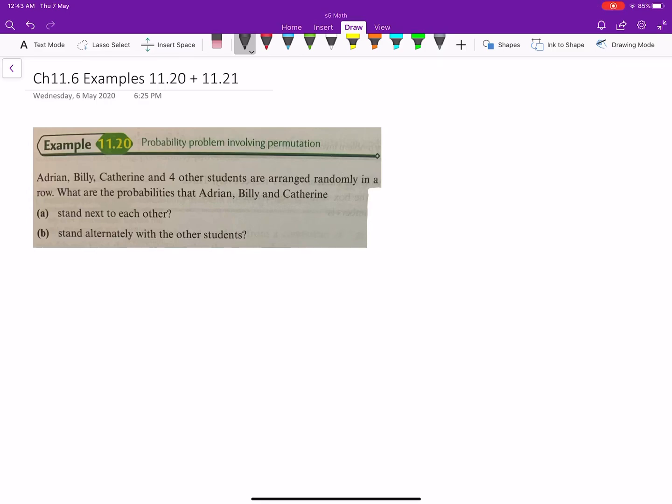Hello students, in this video we'll look at these two examples, 11.20 and 11.21. Let's start.